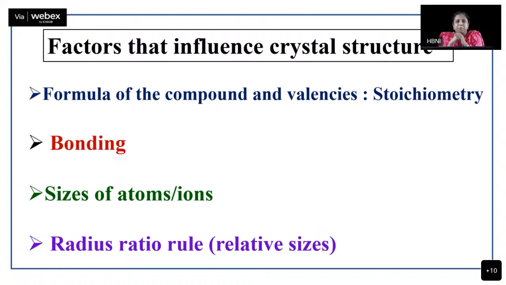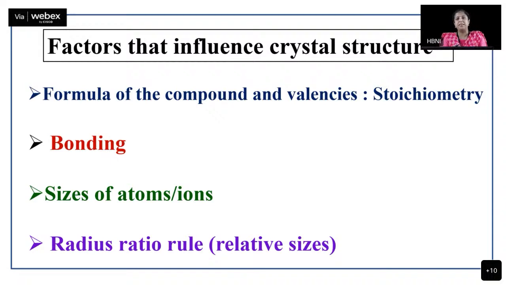So if your metal is more electropositive, the chances of repulsion between the two would be more in HCP. Sorry, in HCP. So they will adopt a CCP structure. So more electropositive ions, highly charged ions, will tend to adopt CCP as compared to HCP. So what it brings to this is the kind of bonding, whether it is ionic or covalent, that also governs what kind of crystal structure your compound will adopt.